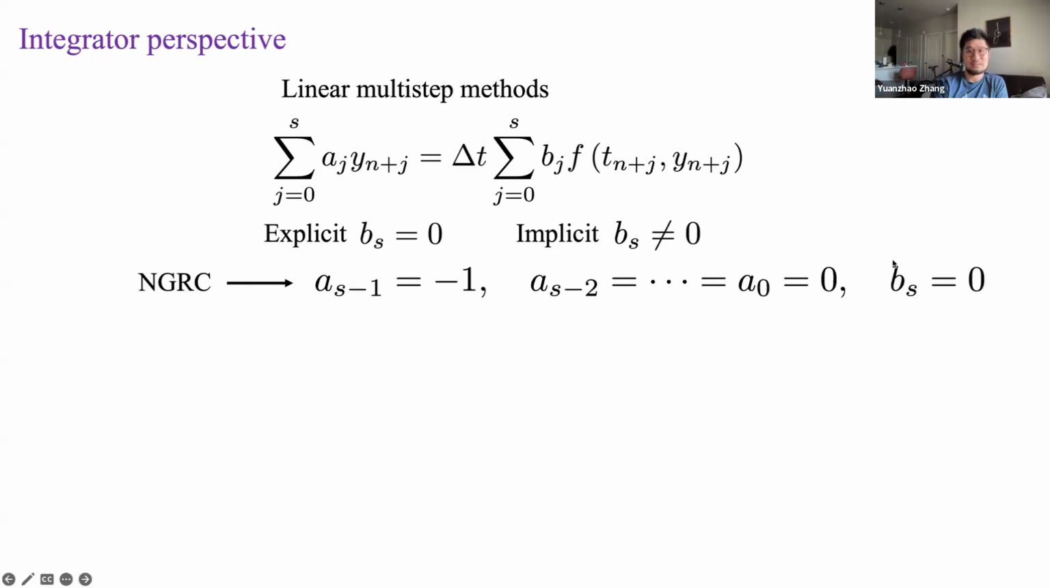First, we know it doesn't use any information from the future, so b_s equal to 0. It's an explicit method. And again, it only uses the current state of the system. It doesn't use previous states. So it basically means a_{s-1} is minus 1, and all the other a coefficients are 0. And this method is basically the famous, popular Adams-Bashforth method.